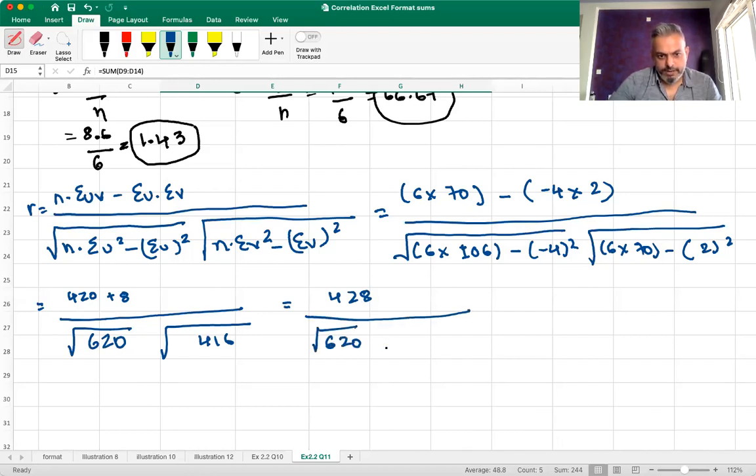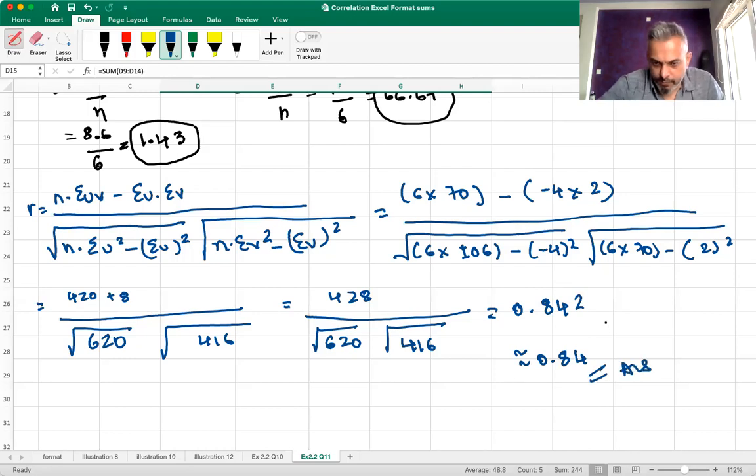upon 620 into 416. So let's solve it. 416 into 620 is equal to 257920. Under root, divided into 428, which is equal to 0.84275. So it is equivalent to 0.84. Answer.